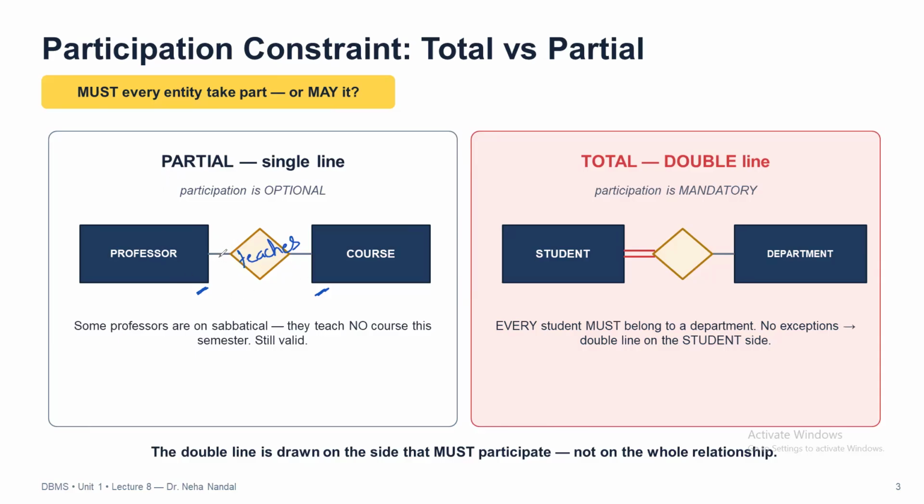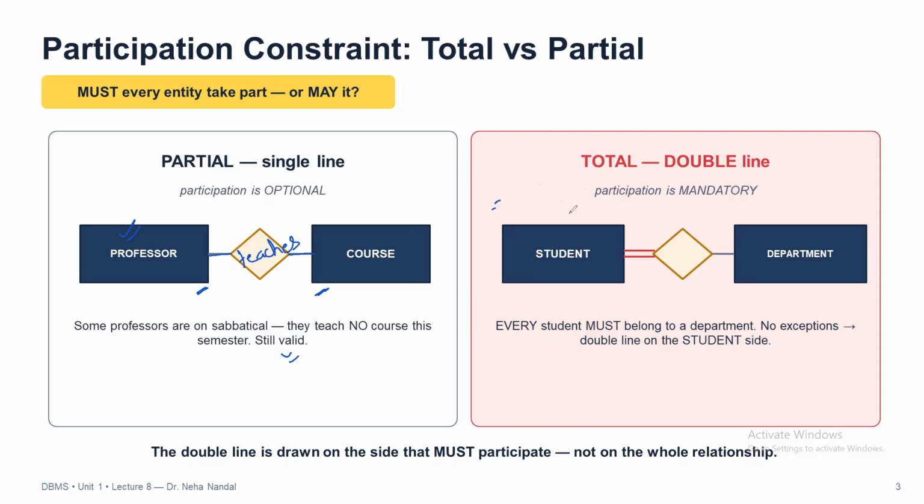Its notation is an ordinary single line. So any type of professor we are counting here, deputed professors, professors just doing research this time with no teaching workload, professors on leave, even if they teach no course this semester, they are still valid entities, because they're part of the department. Now look on the right-hand side.